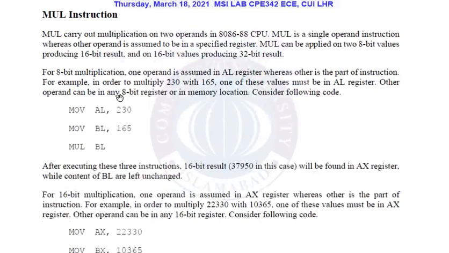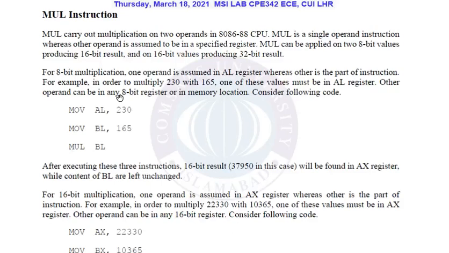Then we move forward to the multiplication command. The short form of this instruction is MUL. MUL stands for multiplication. Now there are two types of multiplication. One is 8 cross 8, or the second option is 16 cross 16. So we can perform 8-bit multiplied by 8-bit multiplication, as well as 16-bit by 16-bit multiplication.